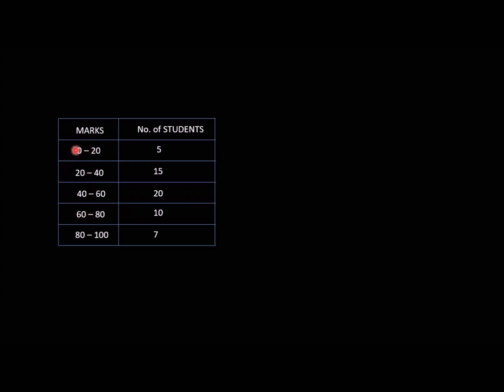So when you have a data set where this order is important, then the figure that you draw is a histogram instead of a pie diagram. When the order is not important, you draw a pie diagram. If the order is important, you should draw a histogram. So let us go ahead and see what the histogram for this data set looks like.